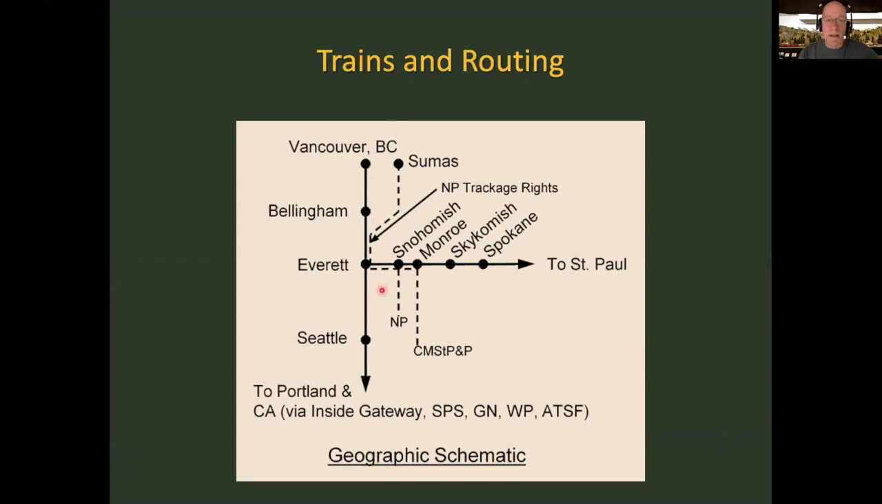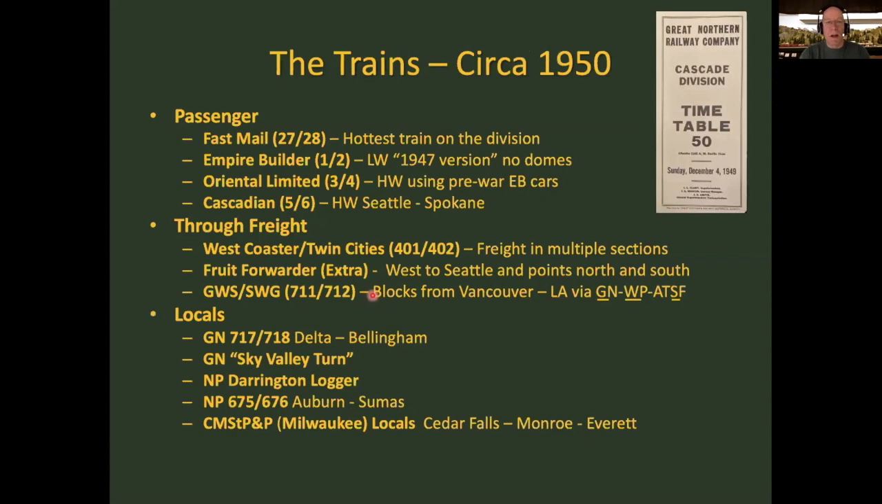Back to this rake analogy, and we're in Everett, so looking at routing trains either from St. Paul through Everett to Seattle, or Vancouver down through Seattle, or locals running in this area. So the trains that I run are the passenger trains. You've already seen the Fast Mail. I've got an Empire Builder and Oriental Limited, and I run the 1947 version of the Empire Builder. So this is the first streamlined version. When they initiated that, the old consist went to the Oriental Limited, and these two trains ran between 47 and 51. So I picked the era 1950 for my layout.